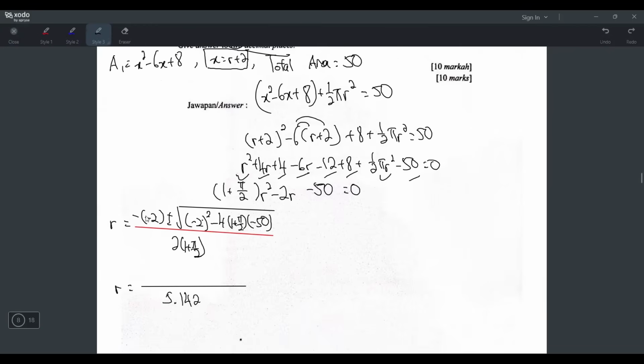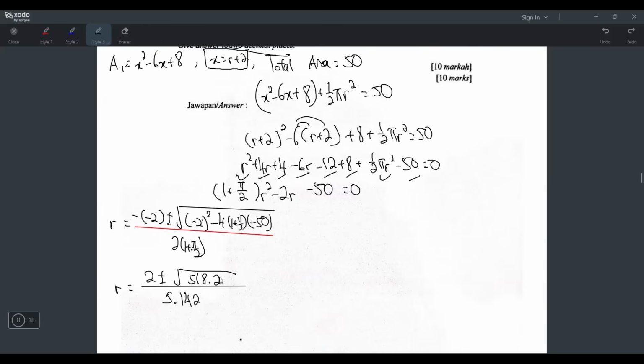And then for here is negative negative 2, which is positive 2 plus minus square root. Now I'll press all this, but I will press the 1 plus pi over 2 first. So 1 plus 3.142 over 2, and then answer times negative 50, and then times negative 4. I get 514.2, but I still have to take negative 2 squared, which is 4, plus answer. So I get 518.2.